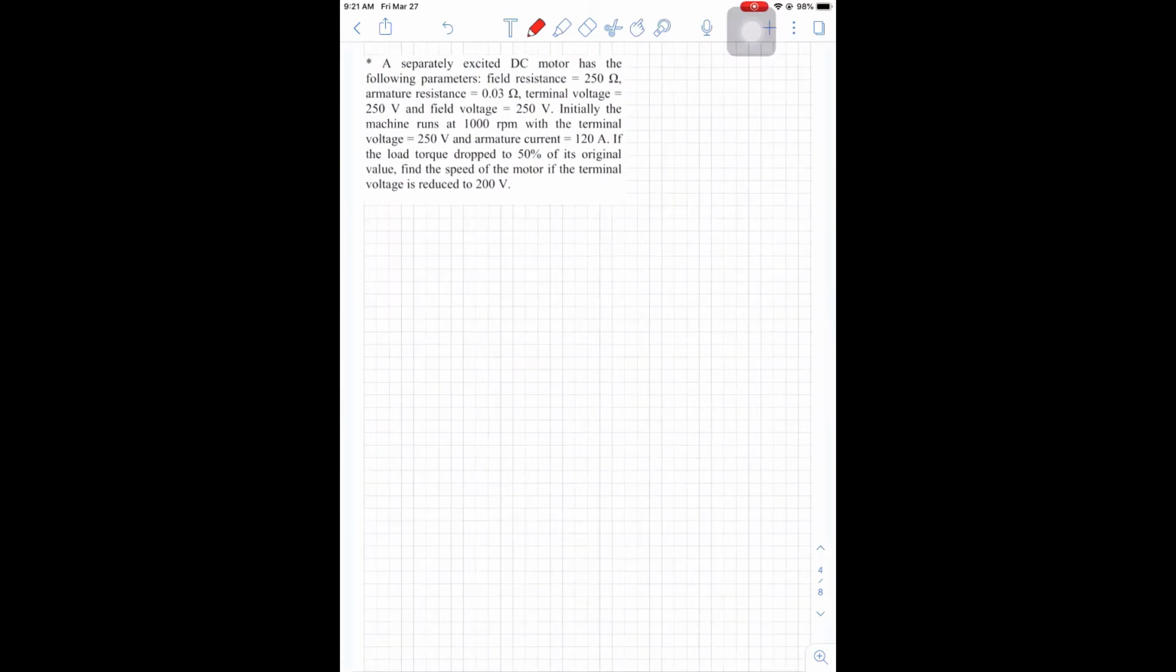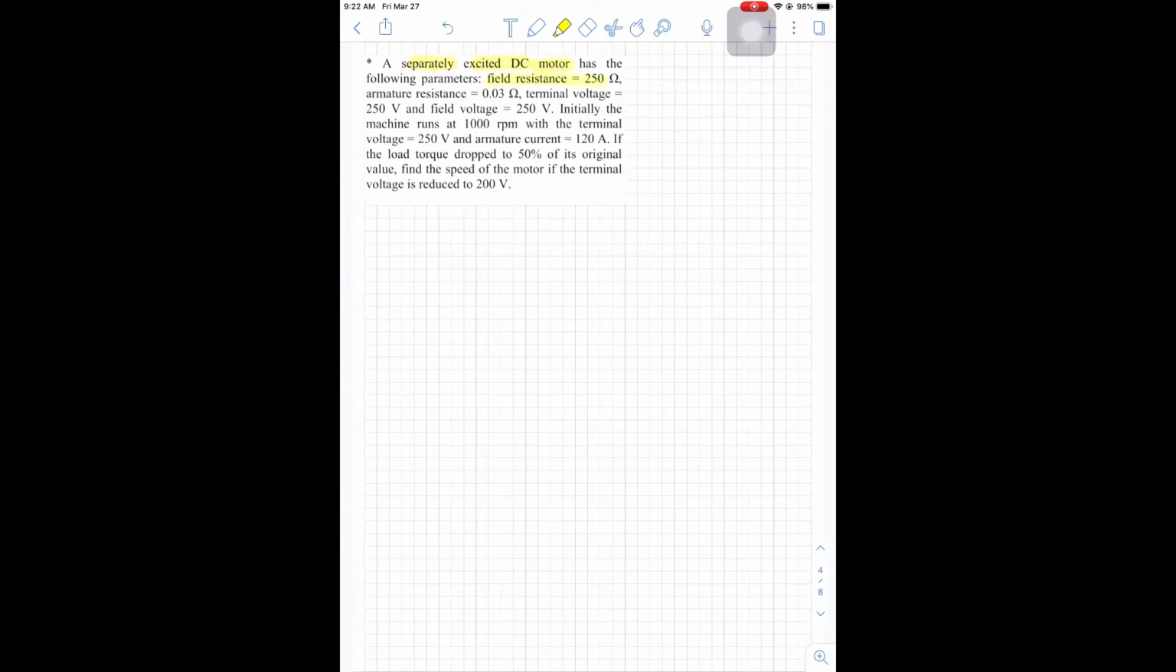Now let's do one example here. We have a separately excited DC motor. This example is from our first lecture, and it was left as a homework. So let's do it. As we said, the DC shunt, separate, and permanent magnet motors have the same characteristics, the same torque speed, and the same methods of control. So we have a separately excited DC motor with the following parameters.